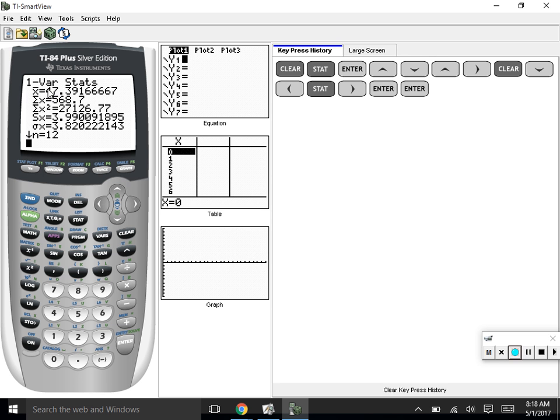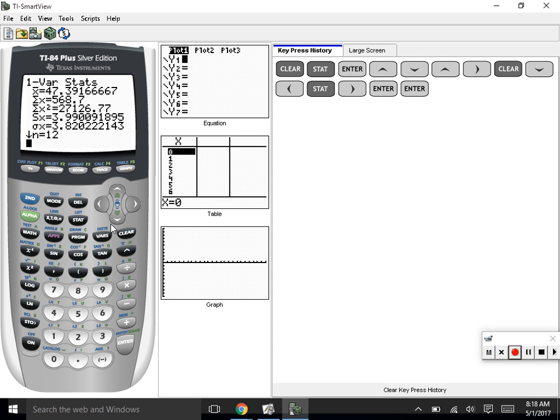Now you have to ignore all this stuff for a second. We're going to talk about this in a minute. The sum, this means the sum. You remember how we just did sums? This is saying the sum of all of them, which we don't care about, but just so you know what this is. This is the sum squared. And then this is standard deviation. We're going to use it in a minute. N equals 12. That means there was 12 values we put in.